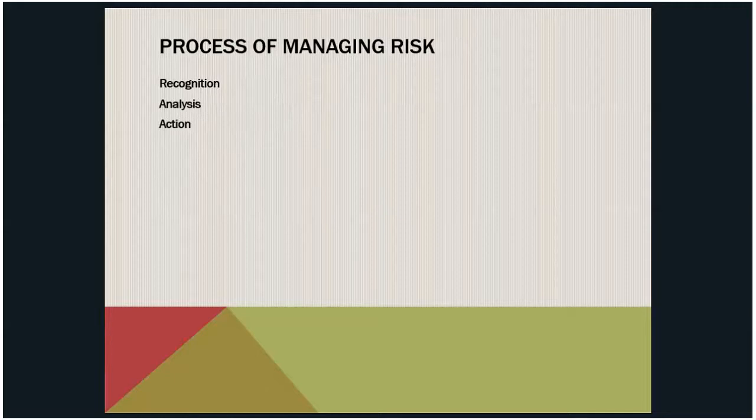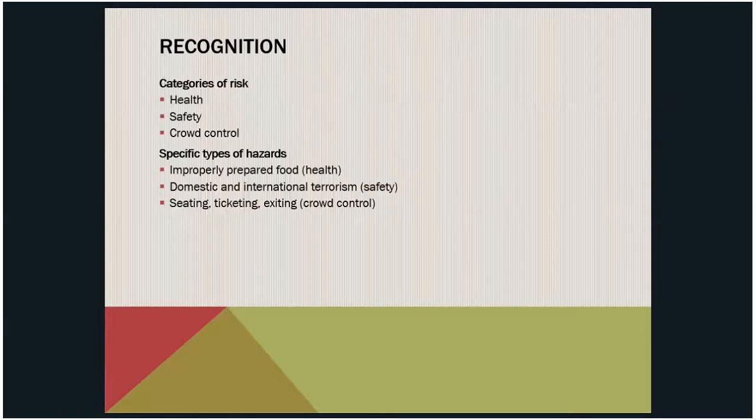So what do we do? We recognize the potential risks, we analyze those potential risks, and then we act upon a course of action to minimize or eliminate those risks. Risk recognition. We're going to look at a few different areas. In fact, we can look at a whole bunch of different areas within our organization.